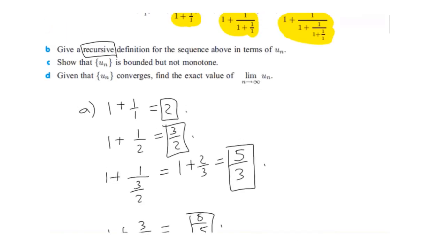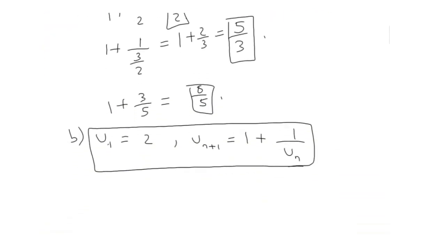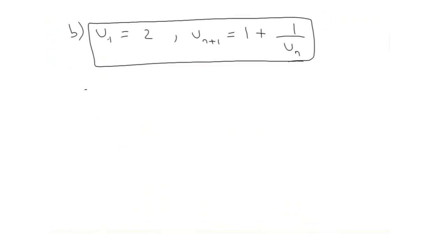Part C, show that it is bounded but not monotone. For part C, I think it's probably easier to start with showing that the thing's not monotone. So that means it's not increasing constantly from term to term or decreasing constantly from term to term. So remember, that has to be across the whole domain. So basically, if you can show one exception, then that's enough to show that it's not monotone.